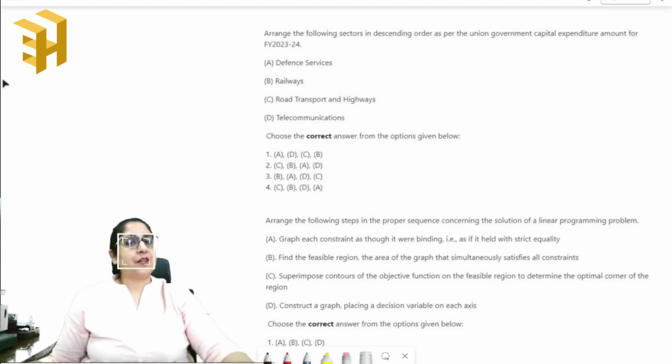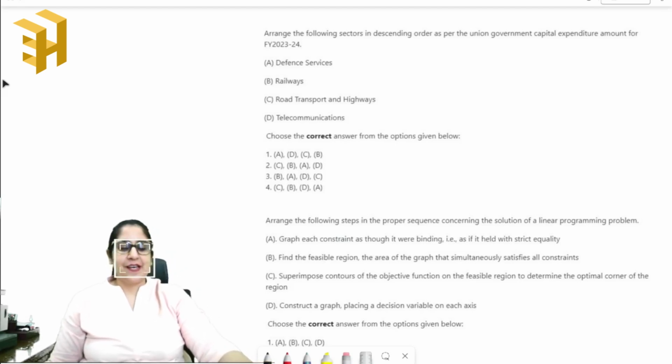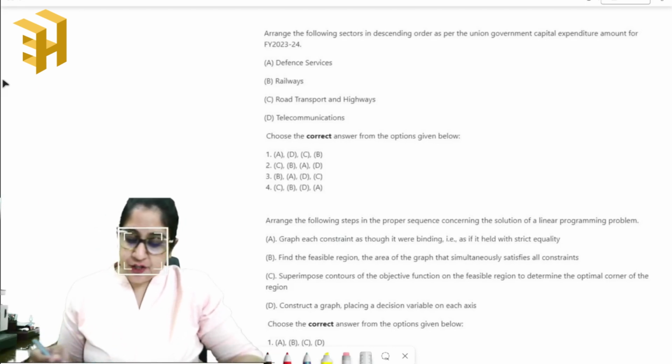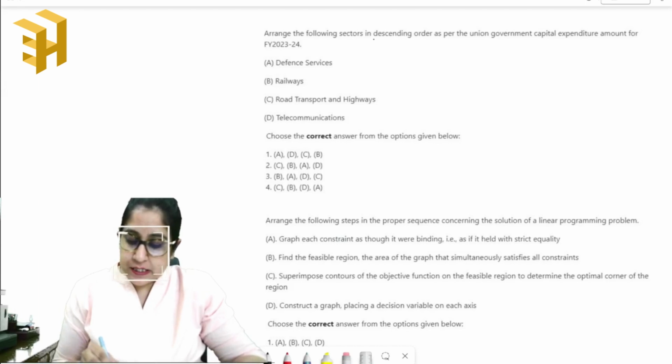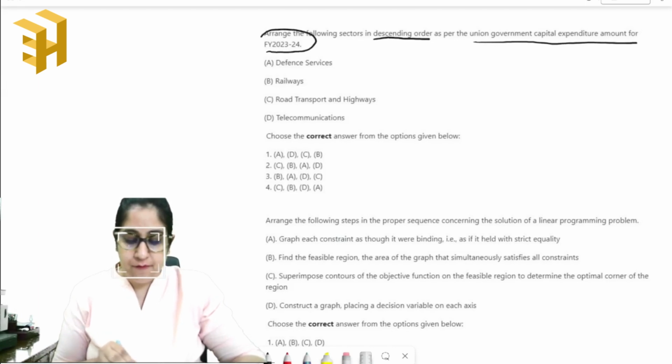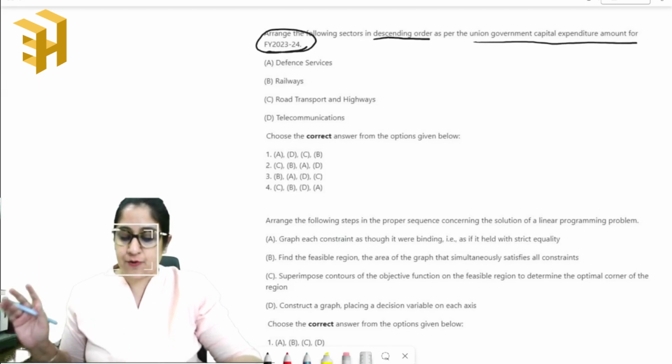Now we are back with another set of 5 questions. So let's begin. Number 1. Arrange the following sectors in descending order as per the Union Government Capital Expenditure amount for financial year 2023-24.